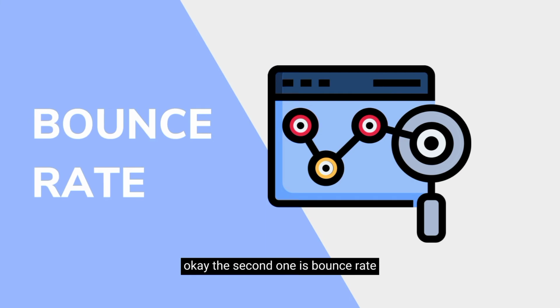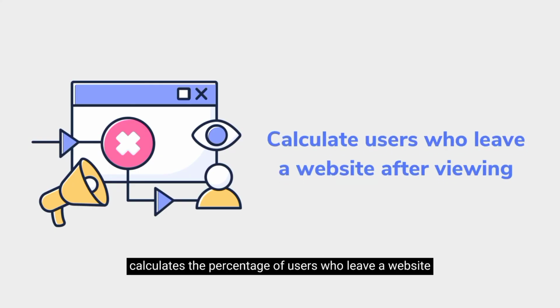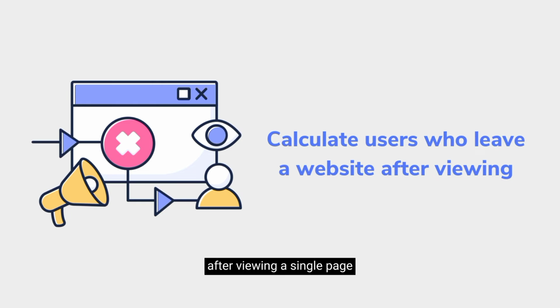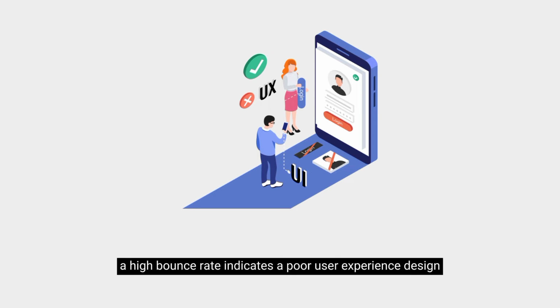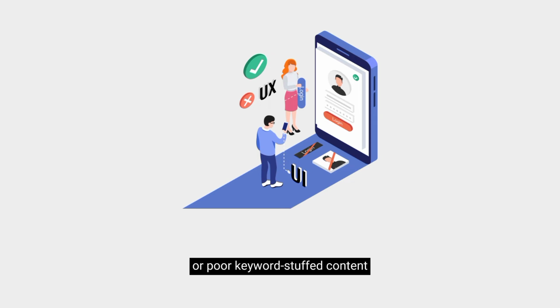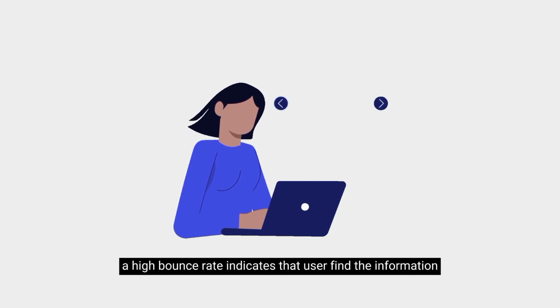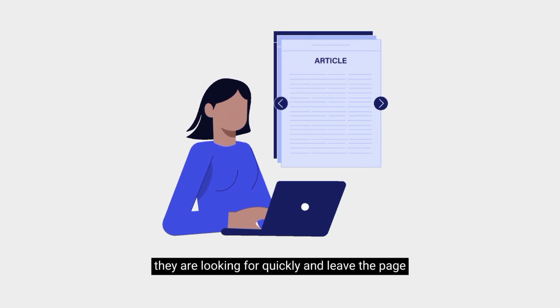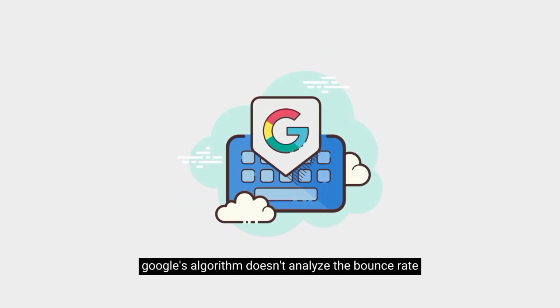Okay, the second one is bounce rate. This metric calculates the percentage of users who leave a website after viewing a single page. In some cases, a high bounce rate indicates a poor user experience design or poor keyword and content match. In other cases, a high bounce rate indicates that users found the information they were looking for quickly and left the page. For this reason, Google's algorithm doesn't analyze the bounce rate.